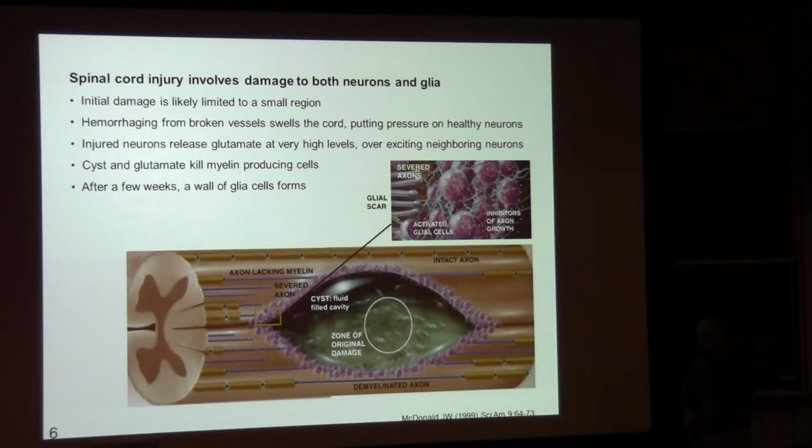So the damage initially was restricted to this region, but now you get the fluid that causes damage to the myelin cells, as well as the neurotransmitter release that causes damage to the neurons as well. Those two kinds of damage combine to give you a scenario where you have paralysis. You don't just lose the response from these neurons, you also lose the response from the neighboring neurons, as well as the ability to communicate with the neurons that are below and above.